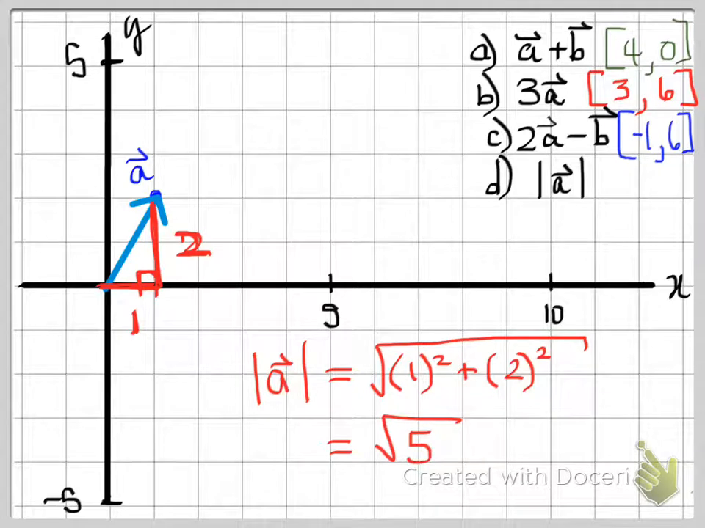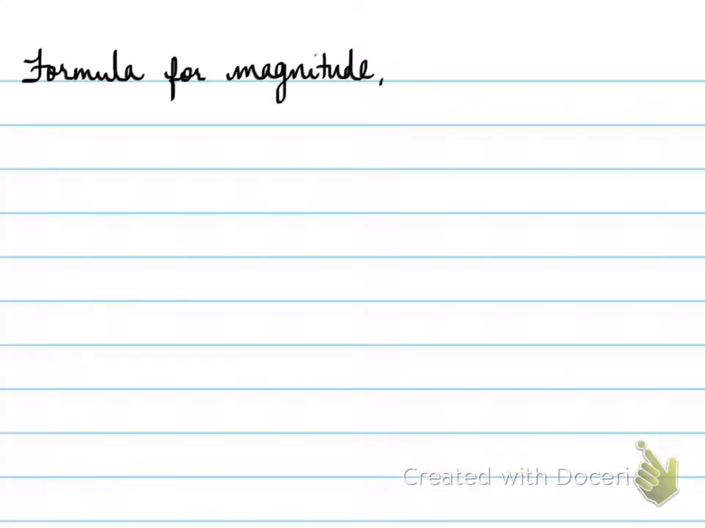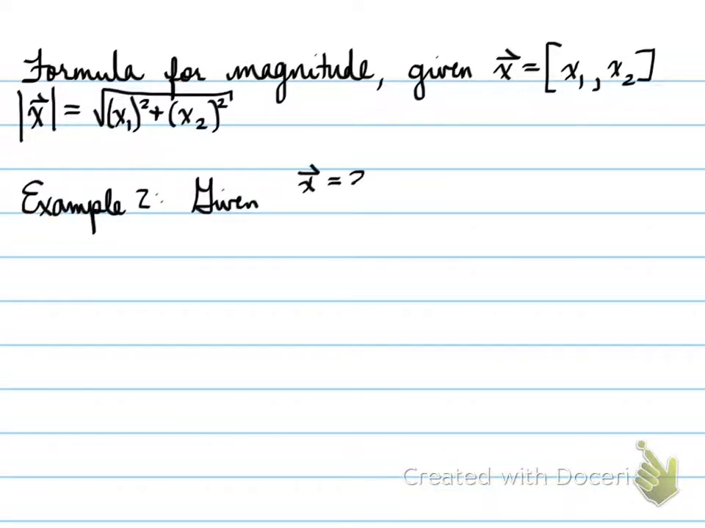All right, on to the next screen, folks. Now the formula for magnitude: given a vector x, the magnitude of x is equal to the square root of the x component squared plus the y component squared, in this case x1 and x2. Basically, it's the Pythagorean theorem.